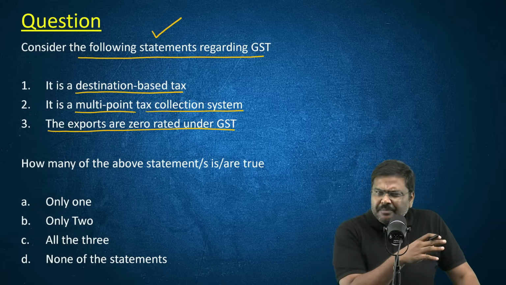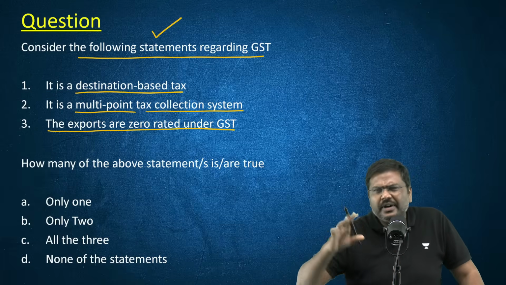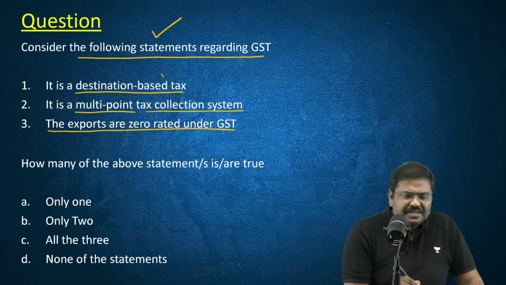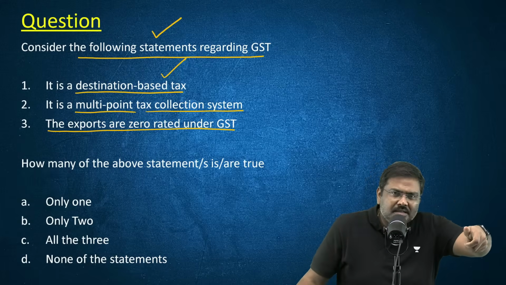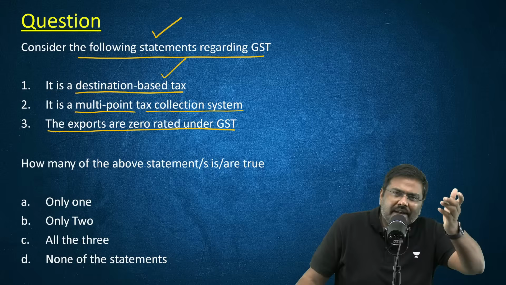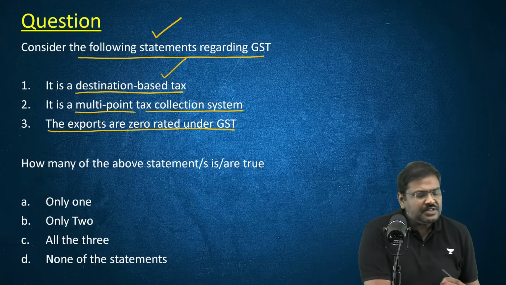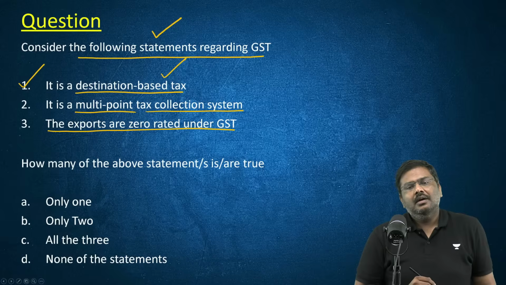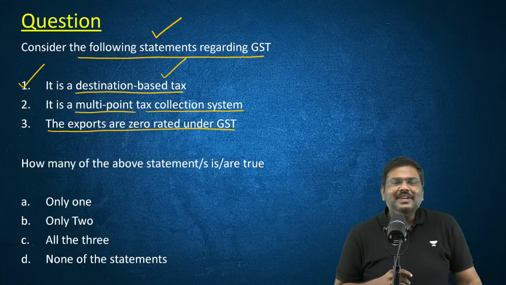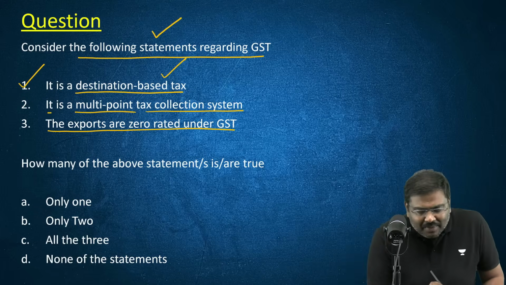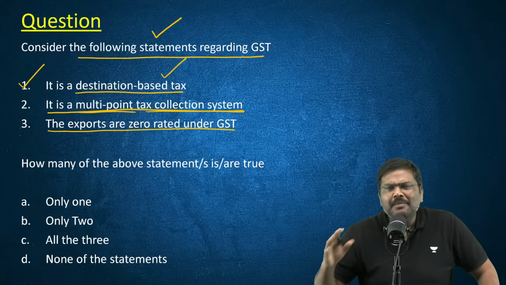The first statement should not be difficult for all of you. Correct? It is a destination based tax. That is, the state where consumption happens, it is that state which will get the GST. That is the SGST component. First one is correct. Right? A lot of you are saying A.